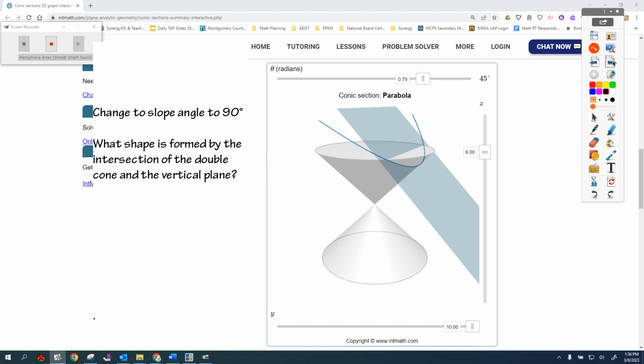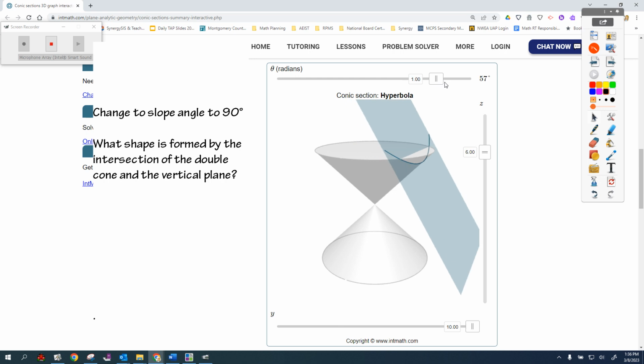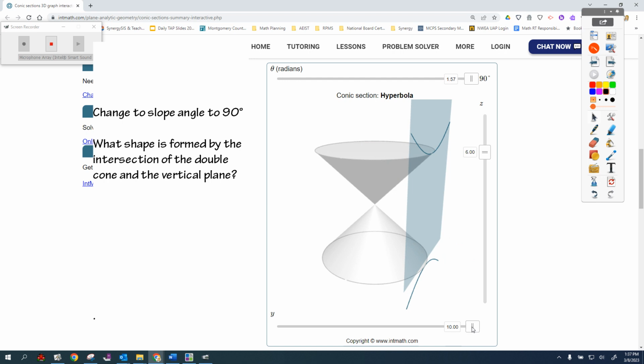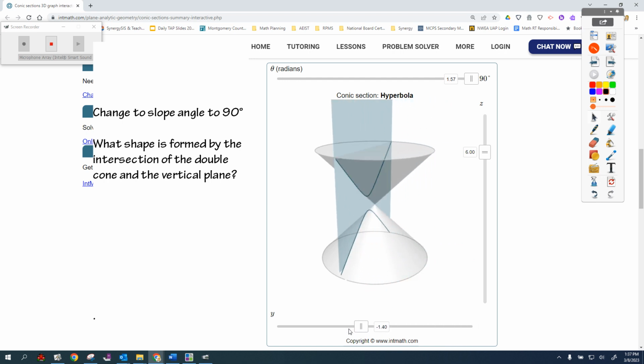Also, I can now change the slope to a 90-degree angle. So we've talked about circles, we've talked about parabolas. Now, if I change it so that it's at 90 degrees, notice now I get what is called a hyperbola. A hyperbola is basically where the plane intersects both cones, and I get these mirroring parabolas. So a hyperbola is when I get that mirroring effect in the double cone. It looks kind of like a double parabola, but I call that a hyperbola, okay?